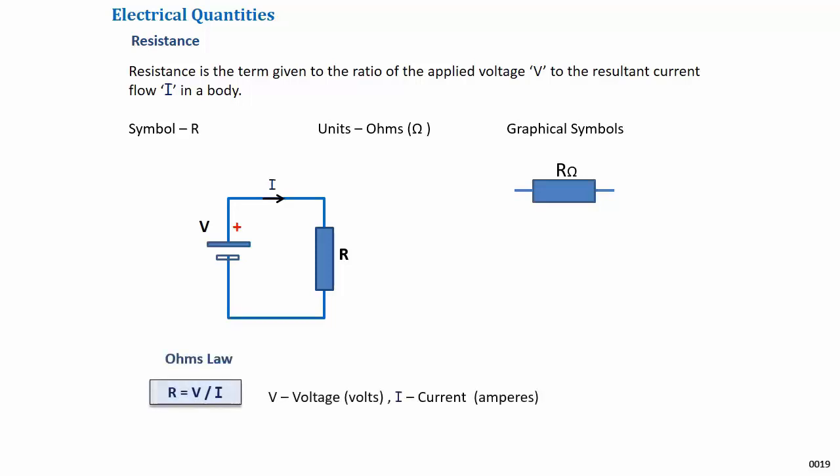There is a relationship between resistance, voltage, and current. The highlighted box shows resistance is equal to the voltage divided by the current. Provided the voltage is in volts and the current is in amperes, then the resistance calculated will be in ohms. This relationship is known as Ohm's law and is the basis of all the electrical network theorems.